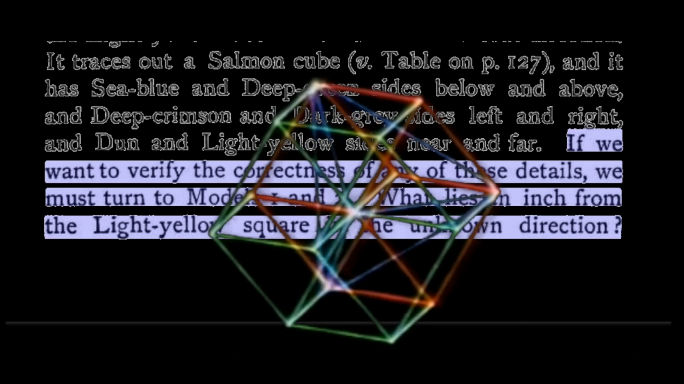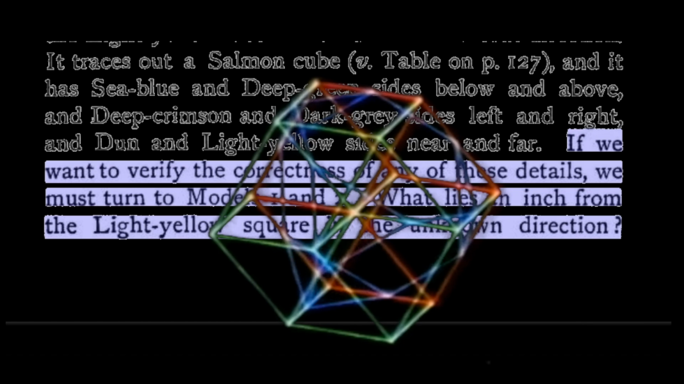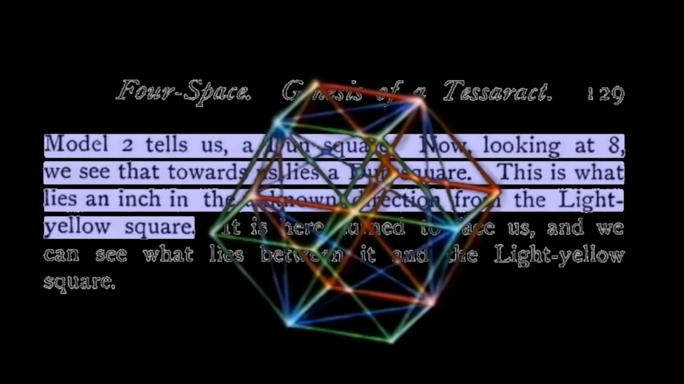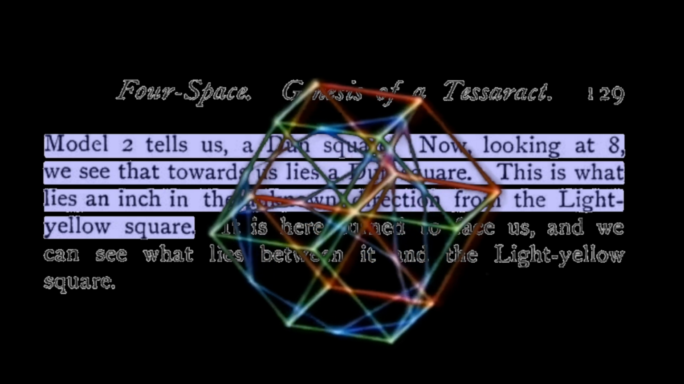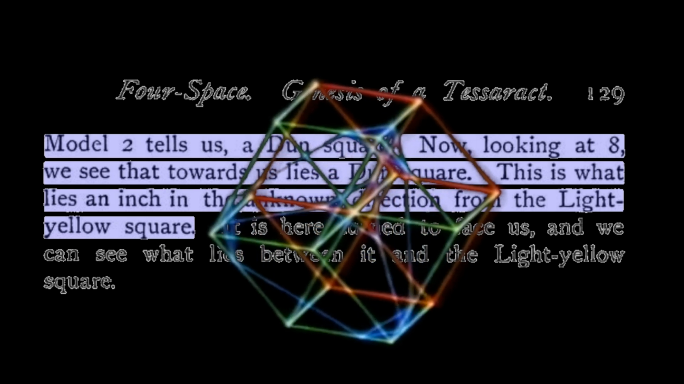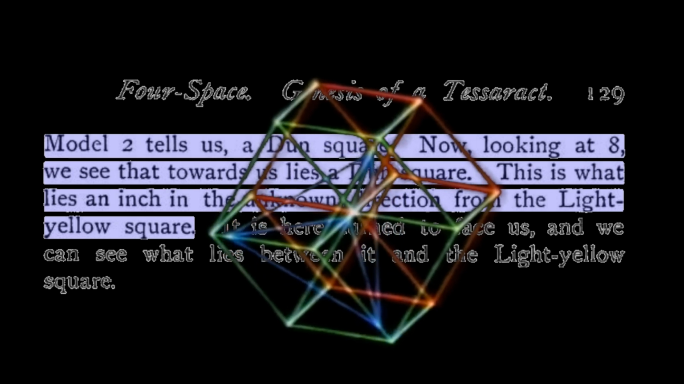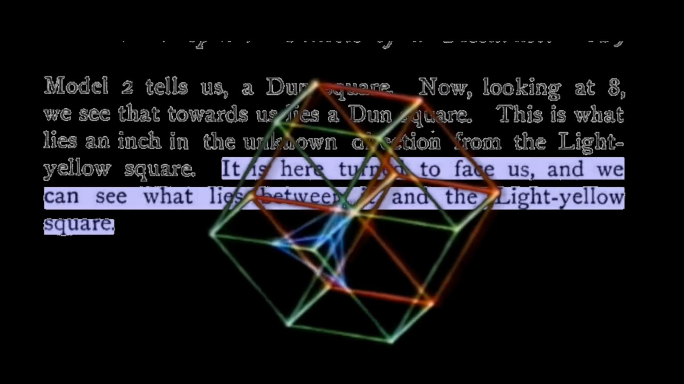What lies an inch from the light yellow square in the unknown direction? Model 2 tells us, a dun square. Now, looking at 8, we see that towards us lies a dun square. This is what lies an inch in the unknown direction from the light yellow square. It is here turned to face us, and we can see what lies between it and the light yellow square.